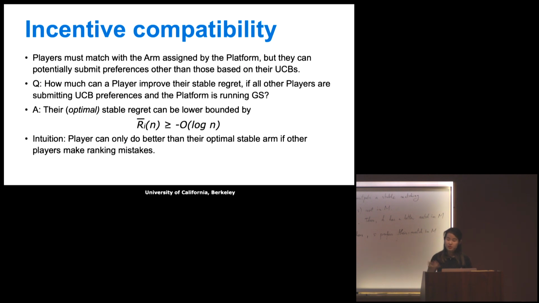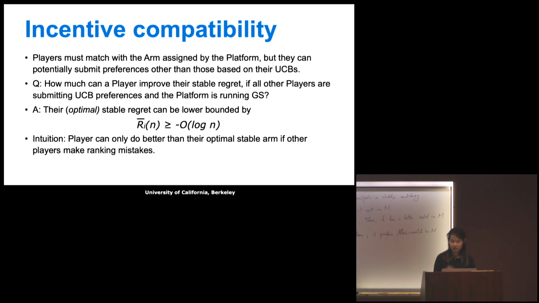We have this lower bound on the optimal stable regret of a player. If the optimal stable regret is negative, that means I'm doing a lot better than my optimal stable arm. But here I'm saying that no matter how well I do, I can only gain at most a term that's logarithmic in the horizon over my optimal stable arm. So in a case where there's a unique stable matching, it just says that in the long term I'm gaining almost nothing above my stable match if I try to deviate from this algorithm. And the trick here is, as long as everyone else is playing UCB, then a single player can only do better if other players are making mistakes. If other players are playing optimally, then this player who wants to deviate cannot do much better than their optimal stable arm.